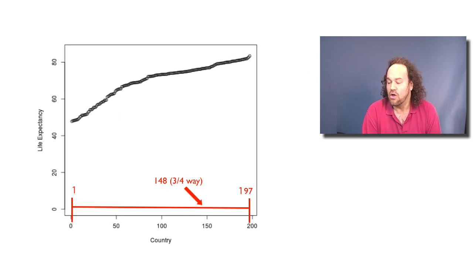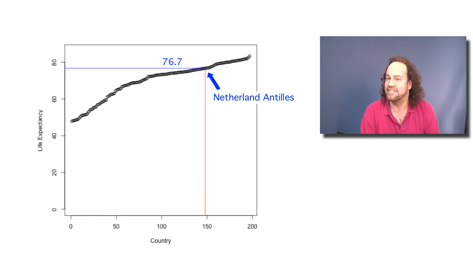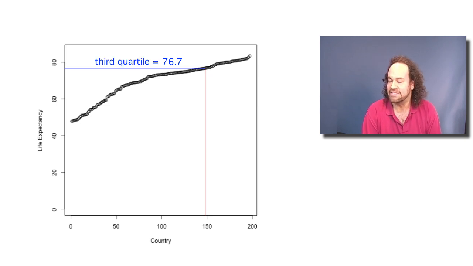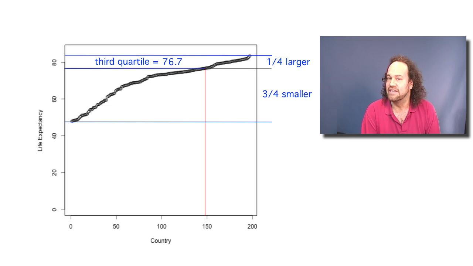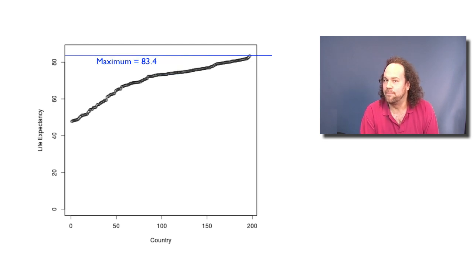We can also go 3/4 of the way along the graph. This brings us to the Netherlands Antilles Island Collection, which has an average life expectancy of about 76.7 years. This is called the third quartile, and it tells us that about 3/4 of the countries have an average life expectancy which is less than 76.7 years, and 1/4 of them have a life expectancy which is more. So now we know the minimum, and the first quartile, and the median, and the third quartile, and the maximum.